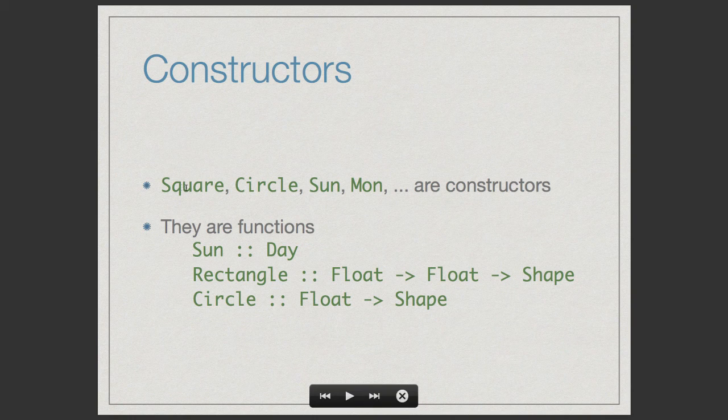The names square, circle, Sunday, Monday, etc. that we have used are called constructors. They are nothing but functions. Sunday, for instance, is a function that's of type day. It's a function that accepts no input but produces an output. Rectangle is a function with two parameters. So it takes two floats as inputs and it produces a shape as output. So rectangle is a function whose type is float, arrow, float, arrow, shape. Similarly, circle is a function whose type is float, arrow, shape.